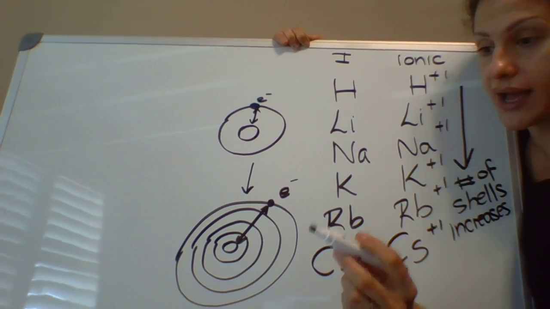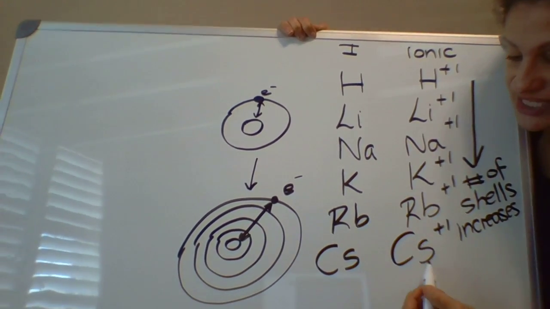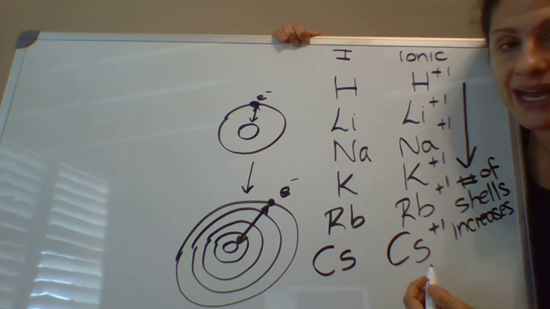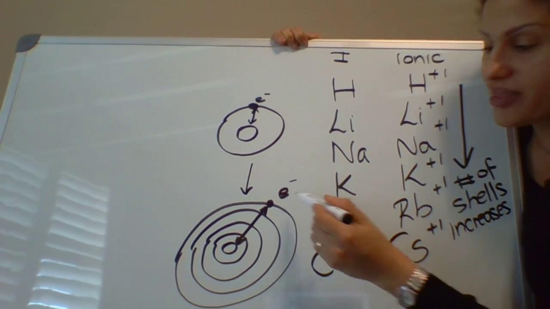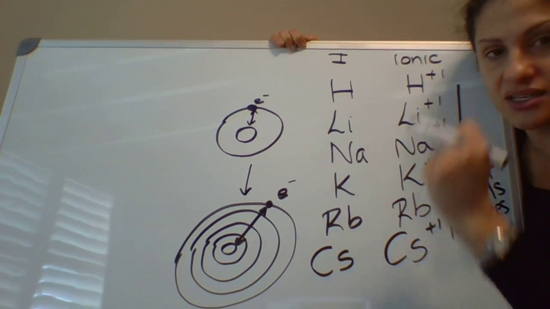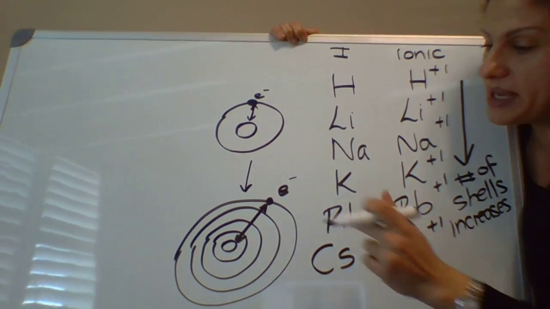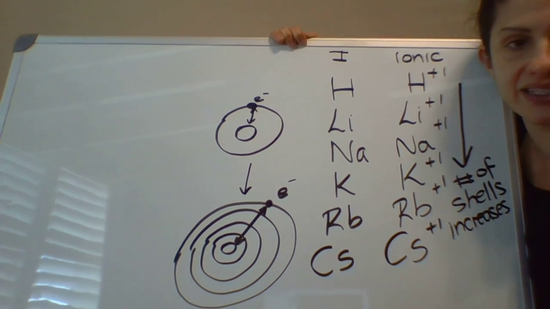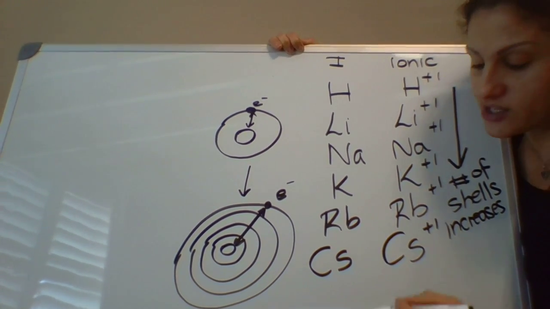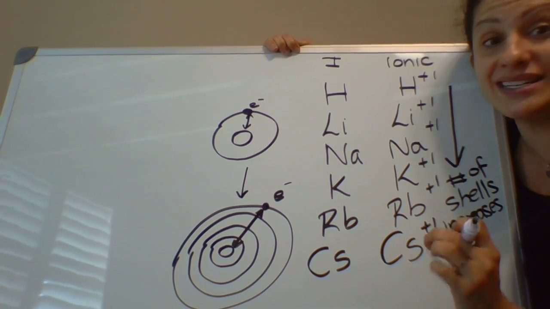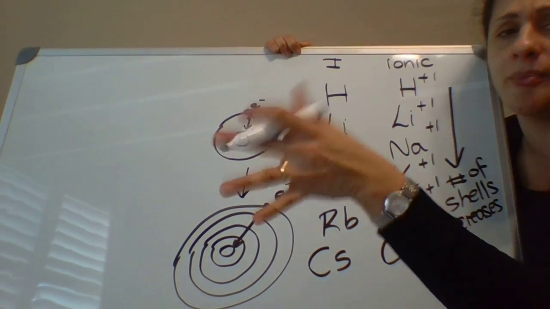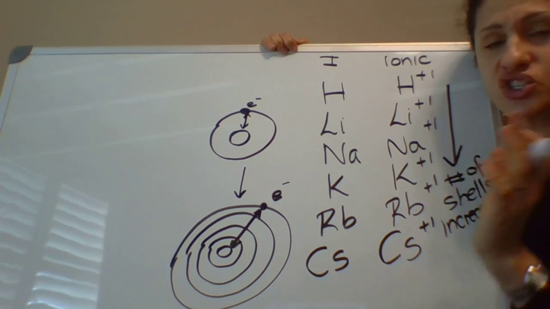That is why cesium is so reactive. The electron that it loses can be lost so quickly because of how far it is from the nucleus. That is why cesium is very reactive, very dangerous. It is almost giving up its electron so easily.